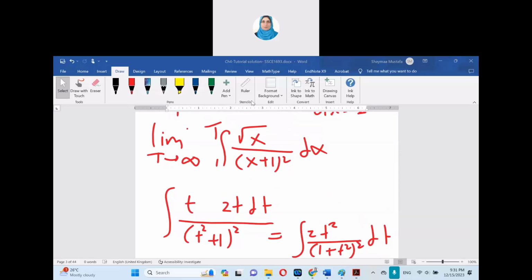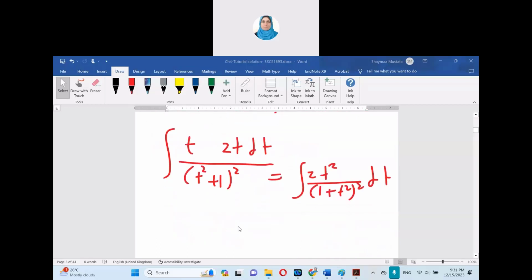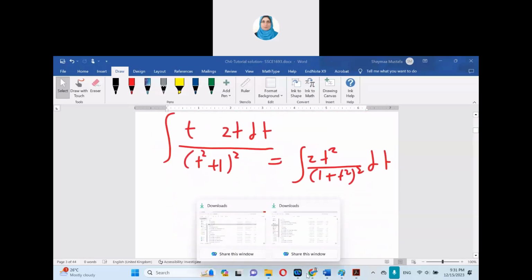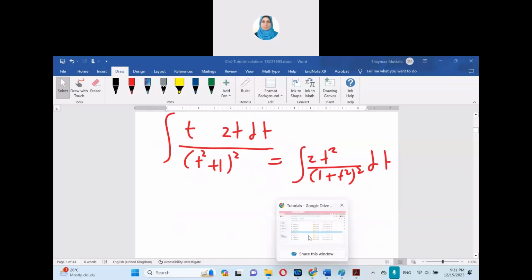No, this is the same integration. Now here in this chapter, 5D, the question 5D that we solved just now is the same integration.